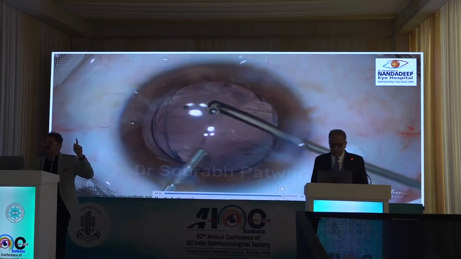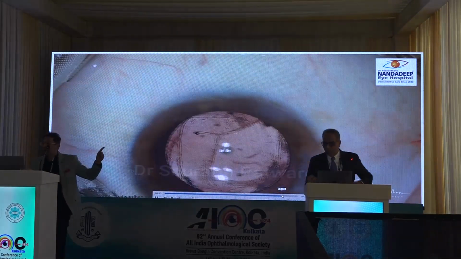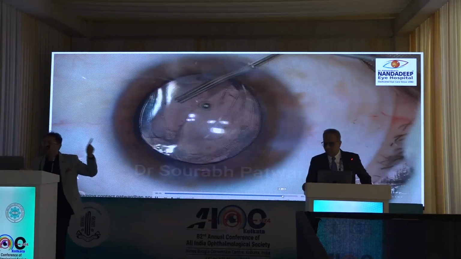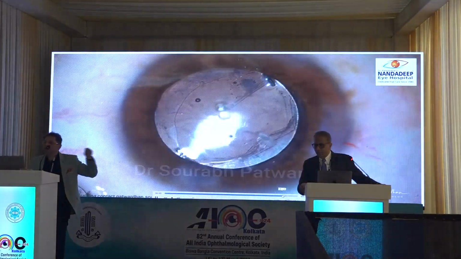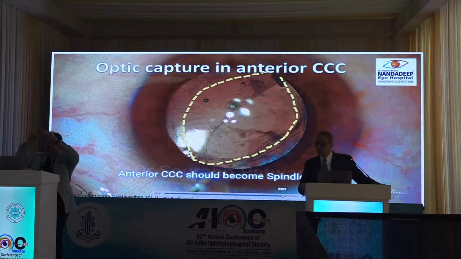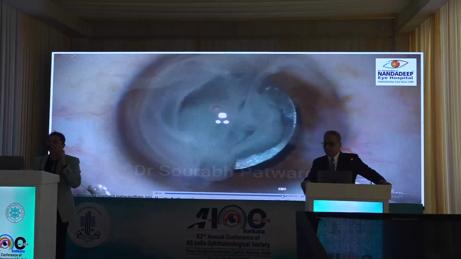Just watch here. I have done optic capture here, but it's not yet spindle shape. You can see it looks as if it is a square. Once I tap it down, now you have a proper spindle. So there has to be a spindle with the apex at the two optic haptic junctions. That means now the optic capture is complete.